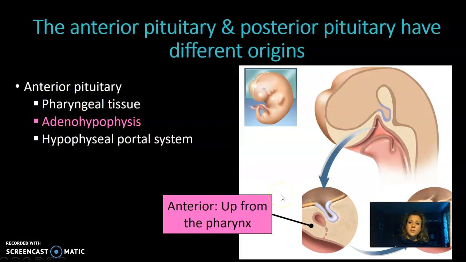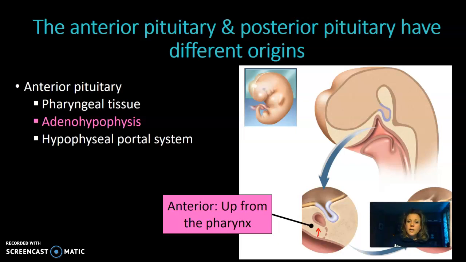The anterior pituitary gland has a different origin from the posterior pituitary gland. Even though they're fused together and considered one gland, they do come from different places in a growing embryo. As we can see here, the anterior pituitary gland is formed by an invagination of epithelial tissue coming up from the roof of the mouth, also known as the pharynx. This is called the adenohypophysis, and this just means that it's a gland.